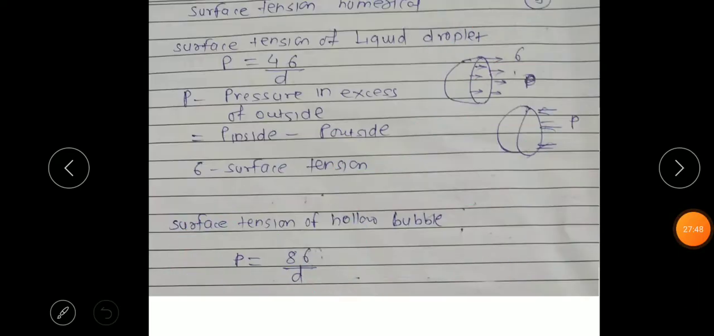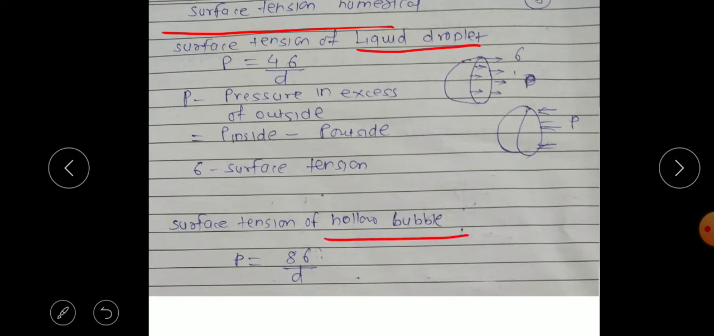So next we are taking a numerical related to surface tension. Now surface tension we have considered. It is the force acting on the surface of the fluid, tensile force per unit length acting on the fluid. So we have derived relations for the spherical liquid droplet, then soap bubble or hollow spherical bubble. We have derived the formula for the excess pressure inside, in excess of outside.